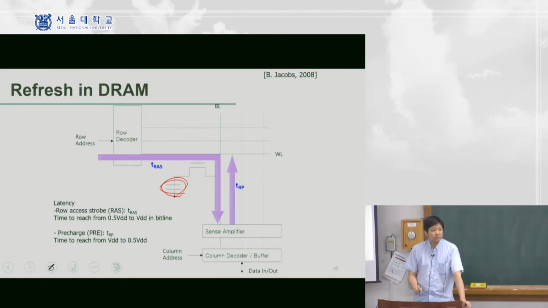And you need to repeat this process for all the rows in your DRAM, right? So that's the problem. That's the unit refresh operation, and you need to repeat this process for all the rows in your chip.